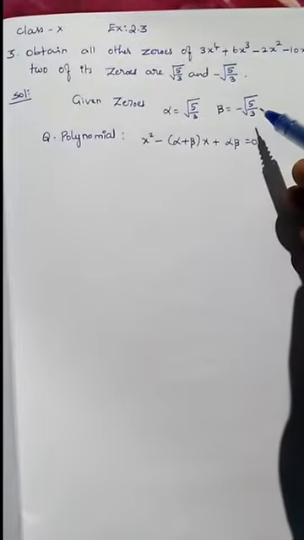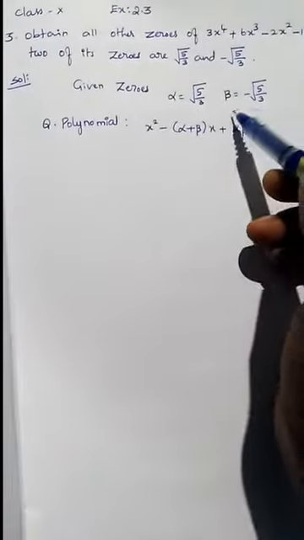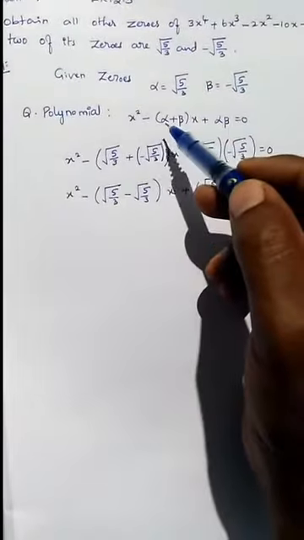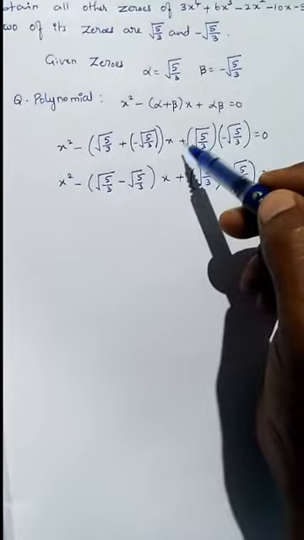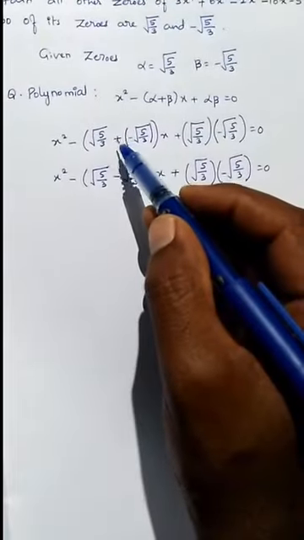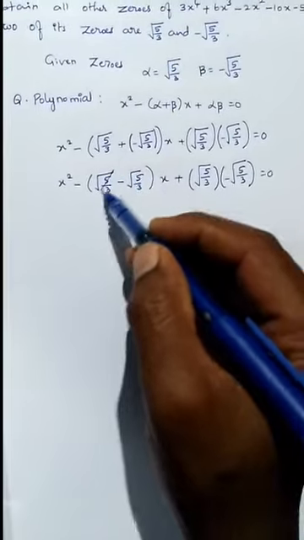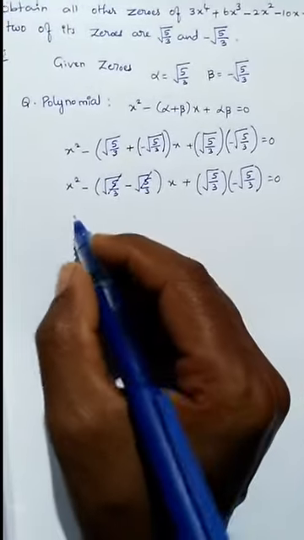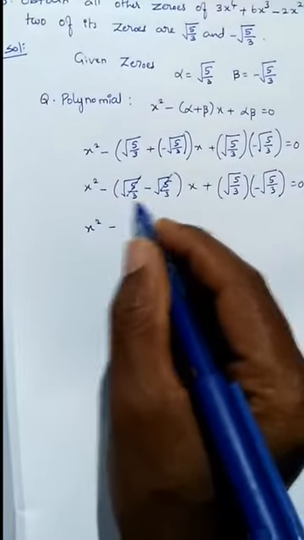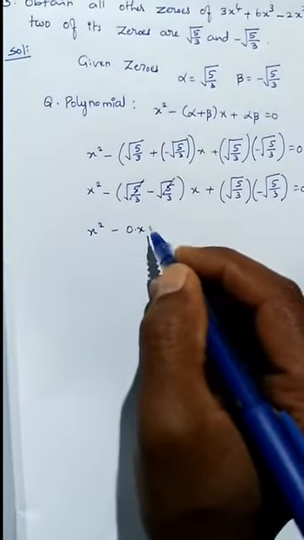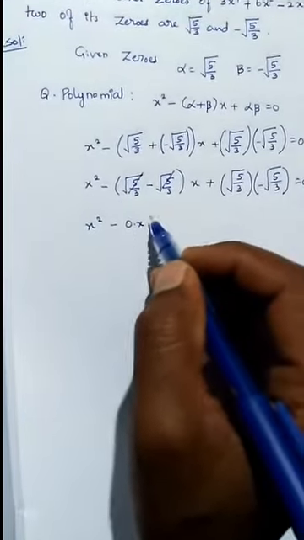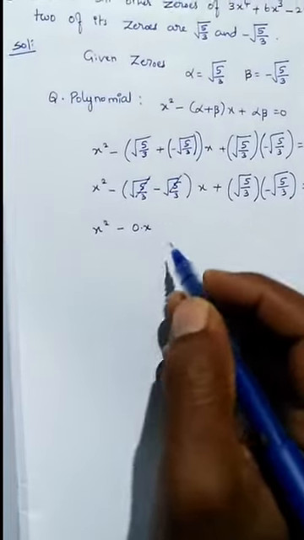In the same way, in this question also we have 2 zeros, so we have to find the equation for these zeros. Let's find it. Here we apply the formula, the alpha and beta values: alpha is plus root 5 by 3 and beta is minus root 5 by 3, into x plus alpha into beta. When you add plus and minus, this cancels, and remaining here we have x square minus 0 into x, because root 5 by 3 minus root 5 by 3 is 0. If you want to remove this 0 into x you can remove it, or if you keep the 0x also, no problem.